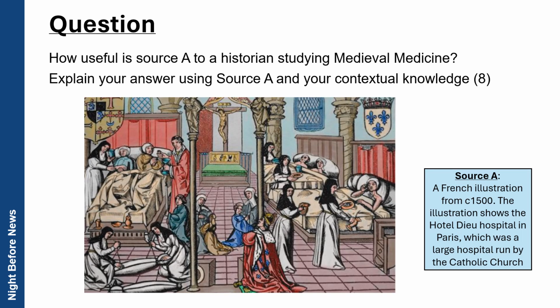So when you are given the source, it will look something like this. It's usually a visual source and it will say, for example, like this: how useful is source A to a historian studying medieval medicine? Explain your answer using source A and your contextual knowledge. They will have the picture or the extract or whatever it might be, and next to it they will always have some additional information. The additional information that you can see on the side in the blue box, that is your provenance. So that's where you go to get the information for that.